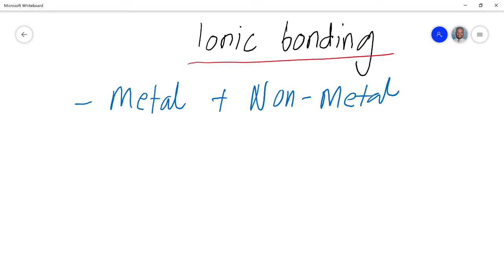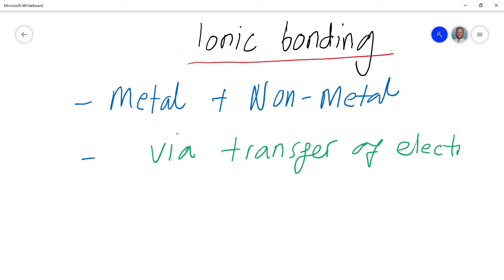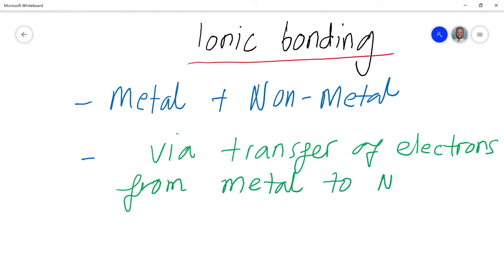So it's bonding between a metal and a non-metal, and this type of bonding occurs via transfer of electrons, from metal to non-metal. Ionic bonding is a type of bonding that occurs between a metal and a non-metal, via the transfer of electrons from the metal to the non-metal.